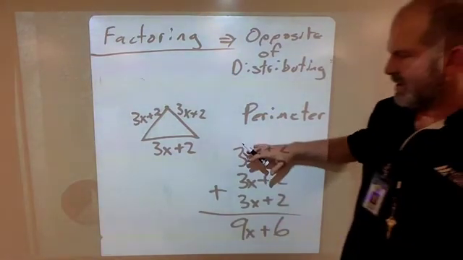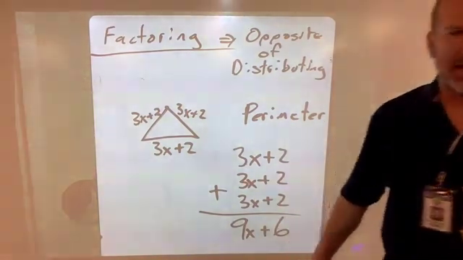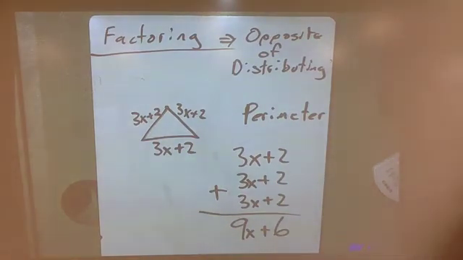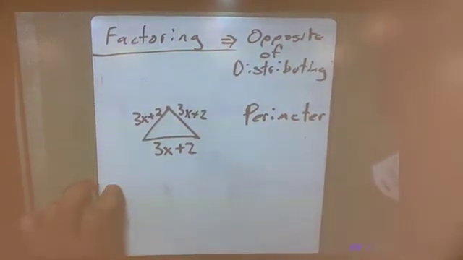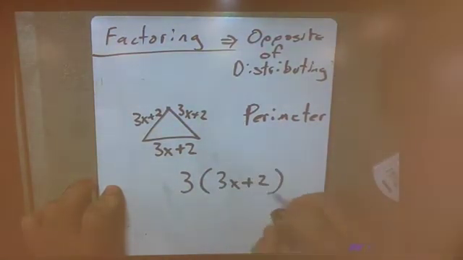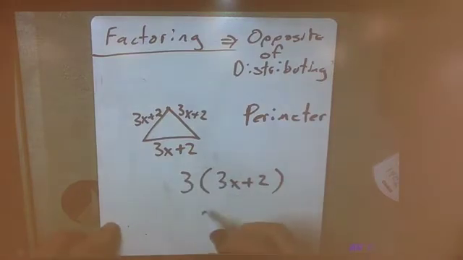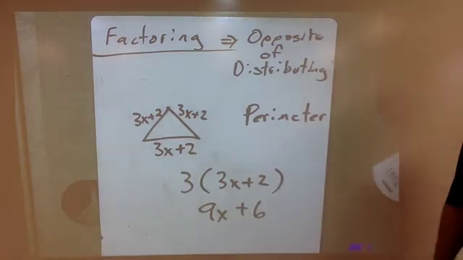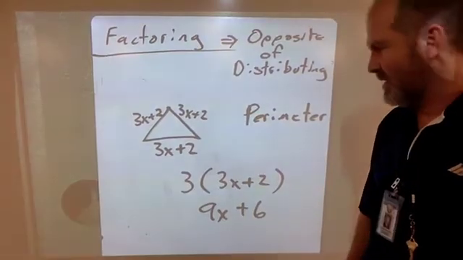Now remember, there's a better way to do addition when you're adding the same thing every time. It's called multiplication. So instead of adding 3x plus 2 three times in a row to end up at 9x plus 6, you're better off just saying 3 times (3x plus 2). The shortcut for addition is multiplication. So now you distribute. What's 3 times 3? 9. What's 3 times 2? 6. And you end up at the same place with less writing. You just multiply it by 3 instead of adding it together 3 times.